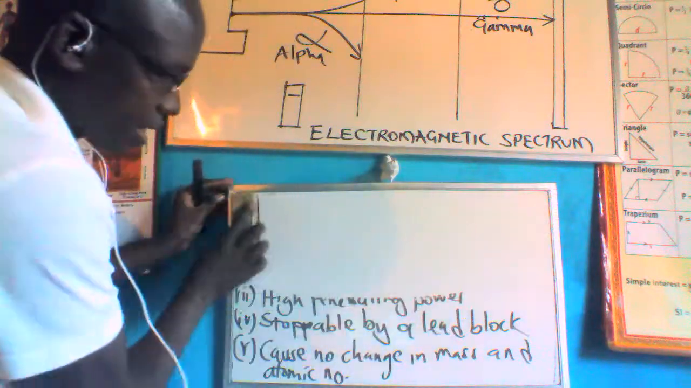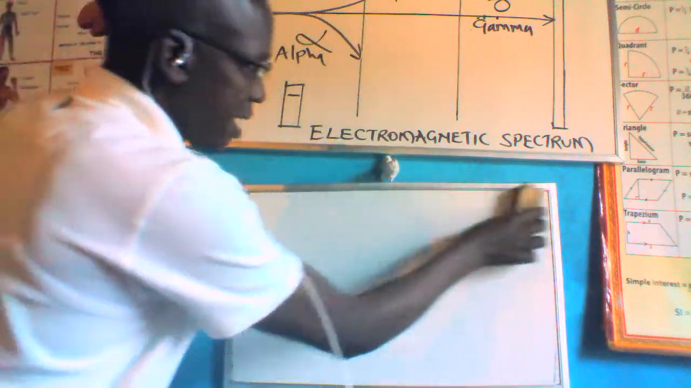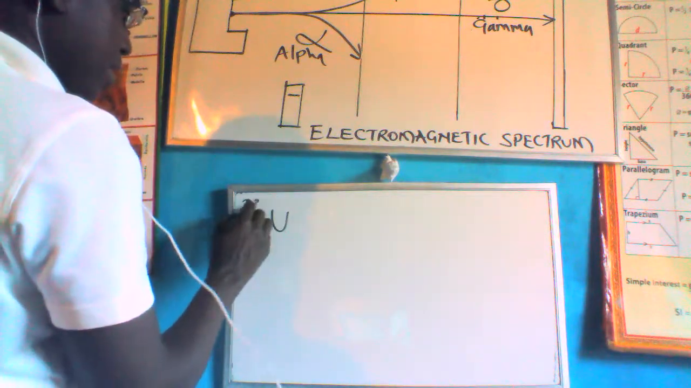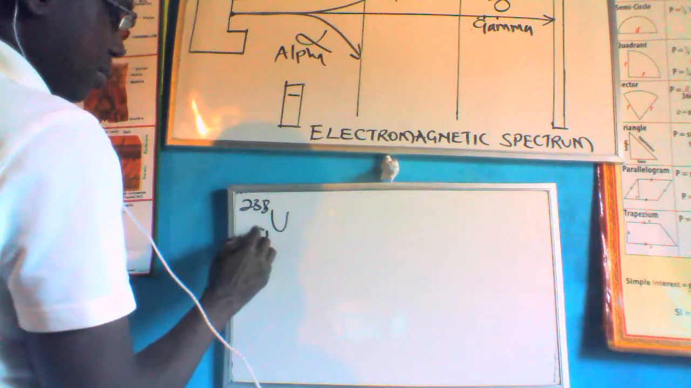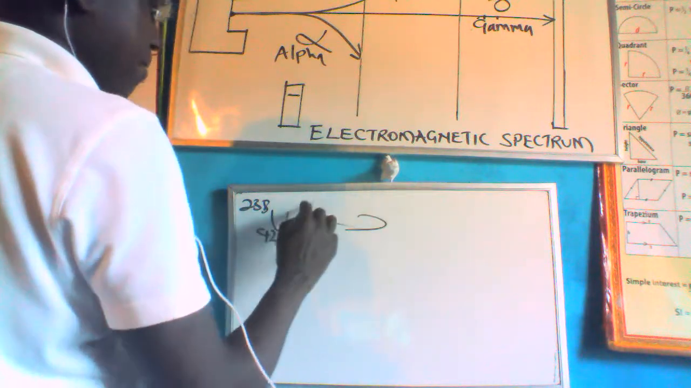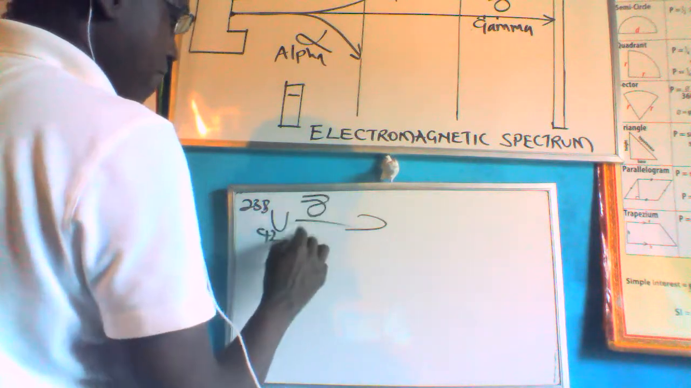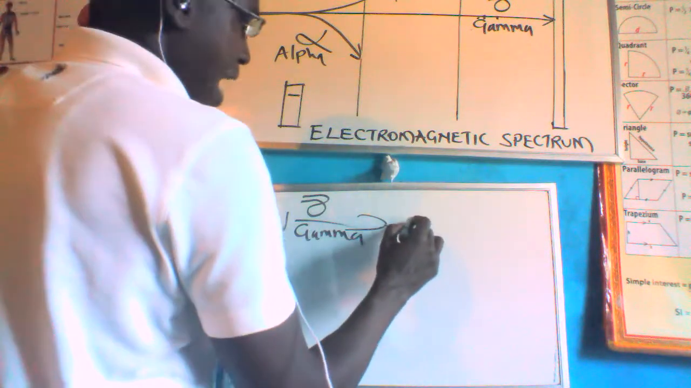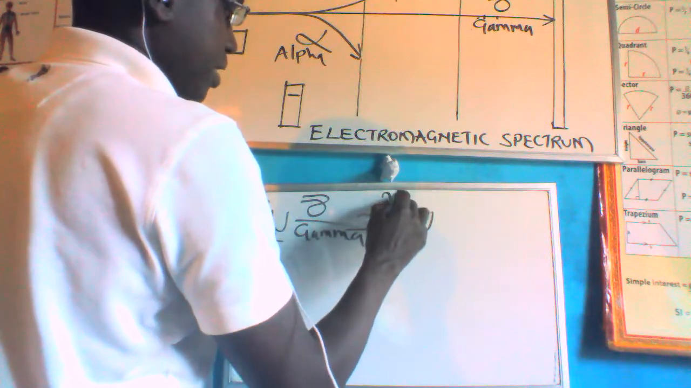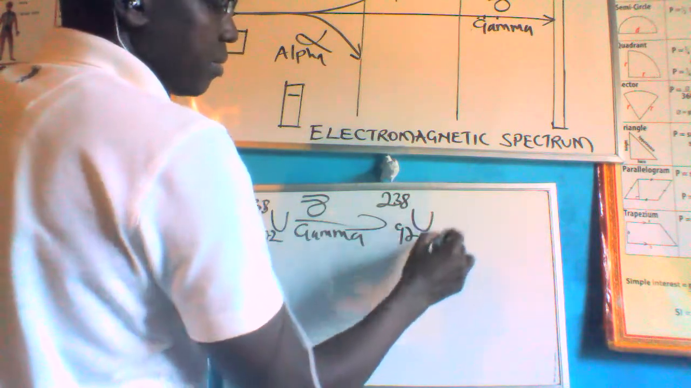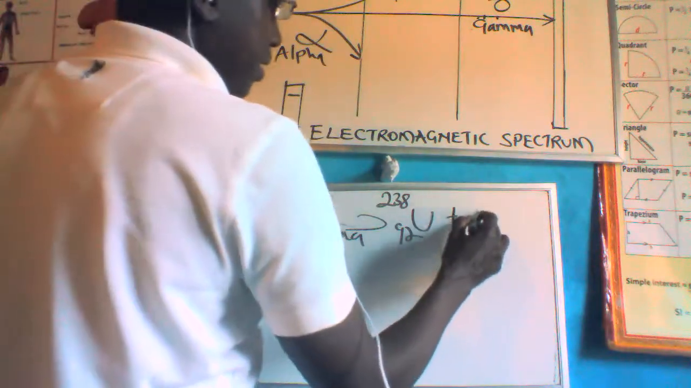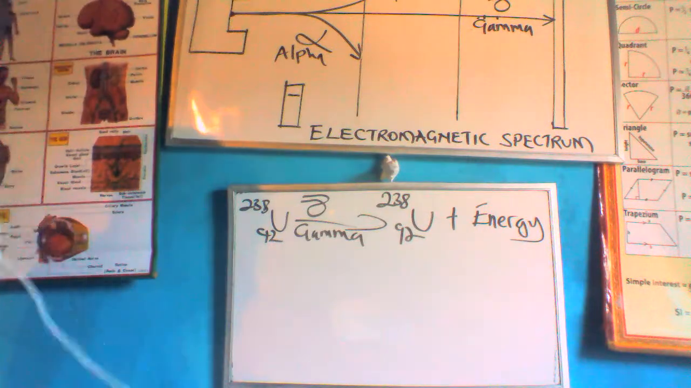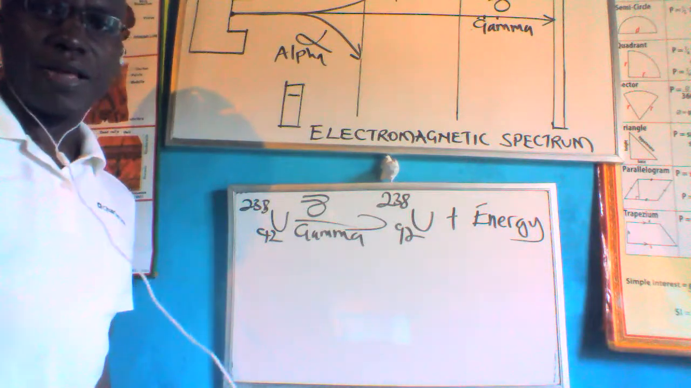Let me just illustrate that the same way as I've done with the other two. So, assuming we still have the uranium-238 subscript 92, and this time we have the gamma ray. What will happen is that the uranium will remain as 238 and 92, but there will be some energy lost. So that is the nature of the gamma ray emission.